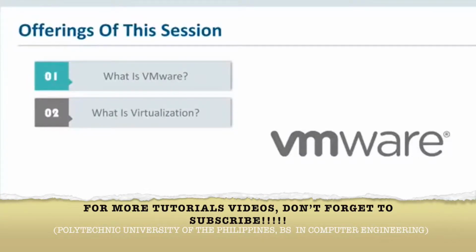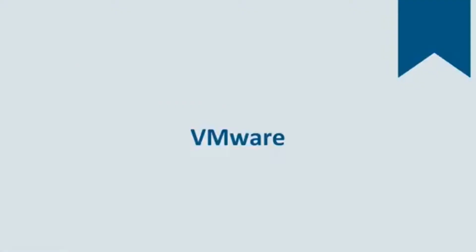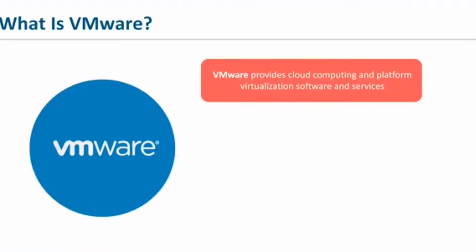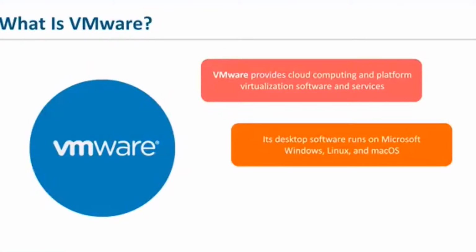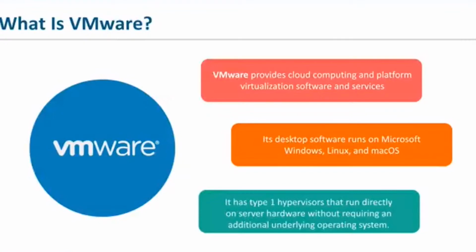Let's discuss VMware and virtualization. VMware provides cloud computing and platform virtualization software and services. It is desktop software that runs on Microsoft Windows, Linux, and Mac OS. It has Type 1 hypervisors that run directly on server hardware without requiring an additional underlying operating system.